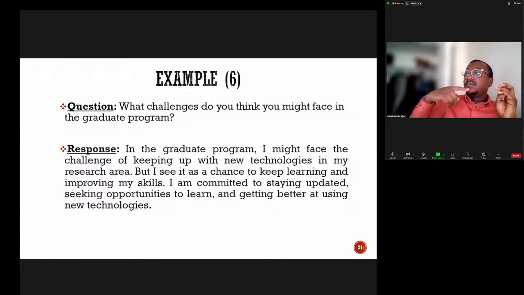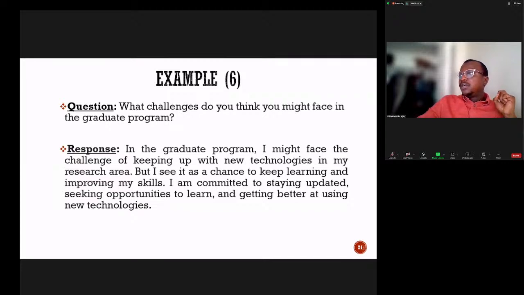For example, if you have a problem of keeping up with new technologies in your research area, someone said I'm committed, but you're not showing proof. You have to show proof. So any words you use, you are committed, you must make sure you show proof. Thank you so much, Ola Dotson, for that. So you have to show proof of how, don't just be generic.